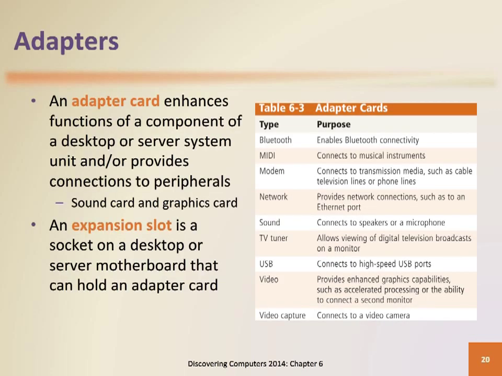Expansion slots and adapter cards enhance the system unit or provide connections to external devices called peripherals. An expansion slot is a socket on the motherboard that can hold an adapter card. An adapter card is a circuit board that enhances functions of a component of the system unit and/or provides connections to a peripheral device. Examples of peripheral devices are modems, disk drives, printers, scanners, and keyboards.